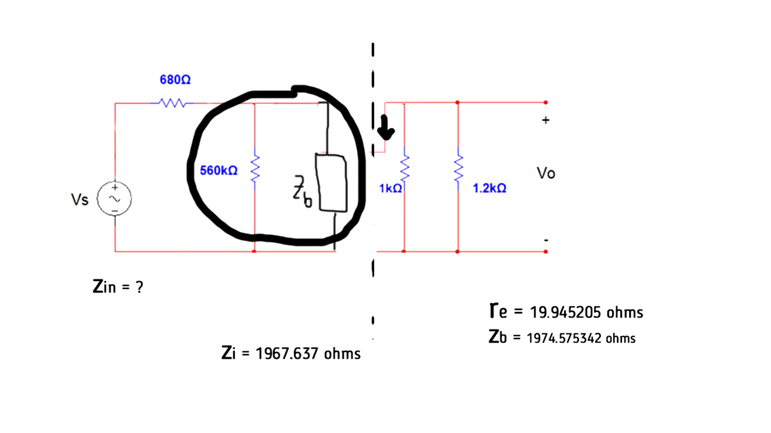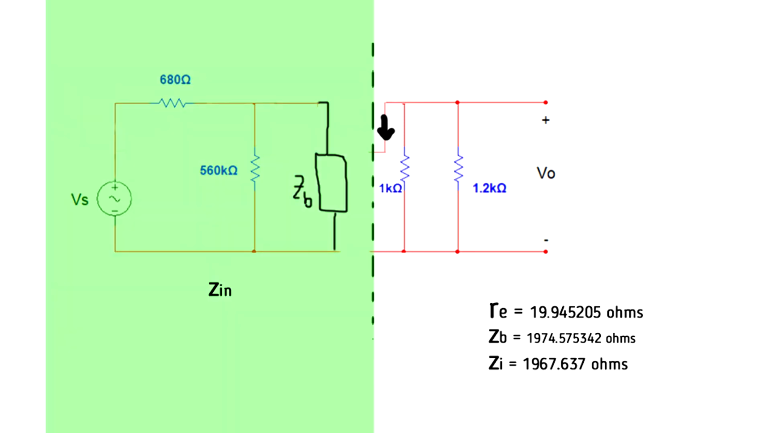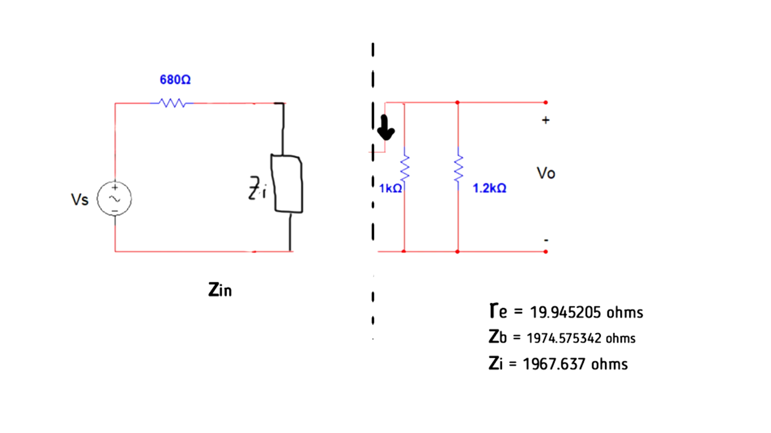Substitute the necessary values, and we get ZI is equal to 1967.637 ohms. Now, we're finally ready to solve for this big area here called Zin. Let's also simplify this circuit even more. We know already that this part here can be simplified as ZI. And now, it forms a simple series circuit. So, it's just a simple addition. Zin is equal to 680 ohms plus ZI, which leads to Zin is equal to 2647.63739 ohms.